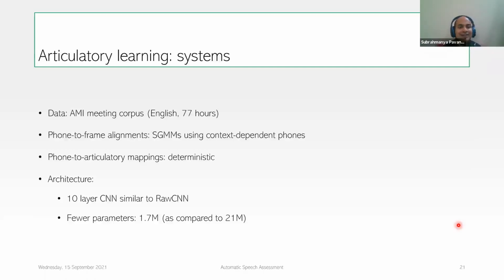For articulatory learning, we have an English corpus, which is the AMI meeting corpus. It is about 77 hours of data. Phone to frame alignments were obtained by using Gaussian mixture model based models, specifically subspace GMMs using context dependent phones. And then once we have the phones, we map them to articulatory mappings using deterministic knowledge with a lookup table. The architecture has a 10 layer CNN similar to the raw CNN, but has very few parameters because the source task has only 77 hours of data. So we have 1.7 million parameters compared to 21 million parameters that we have used previously.